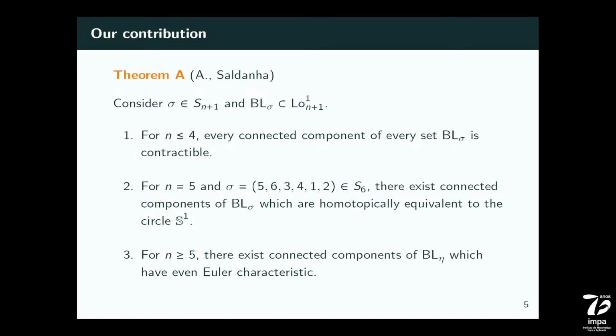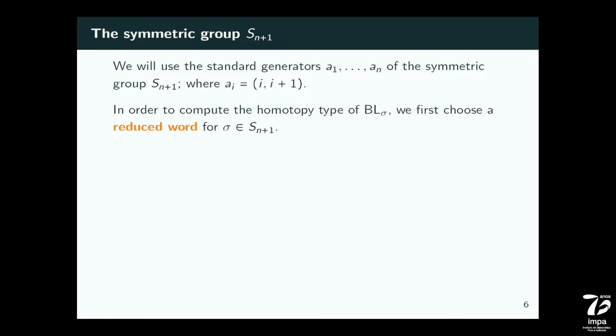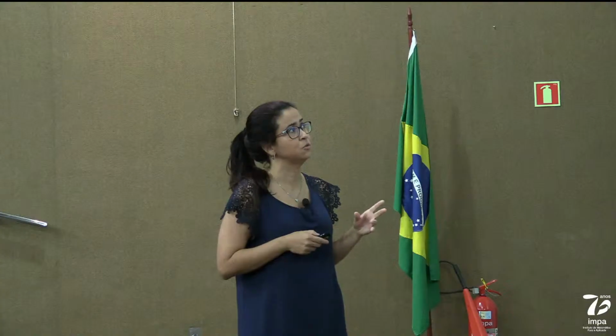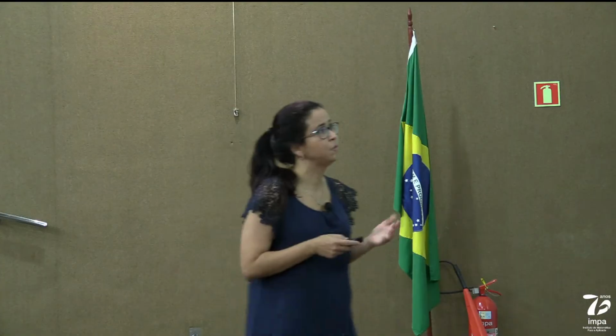So let me start with some more notation so we can understand better what we are doing. Let's denote A1 the inversion, 1 changes with 2, and so on, up to n changes with n plus 1, like that: the generators of S(n+1). In order to compute the homotopy type of the sets BL sigma, first of all, we should choose a reduced word for permutation sigma. What is a reduced word? It's a word with minimal length.